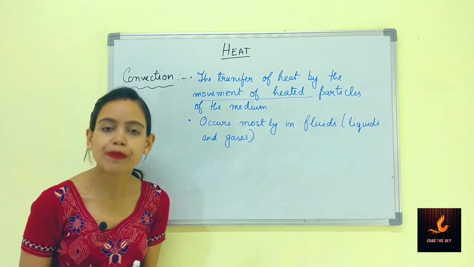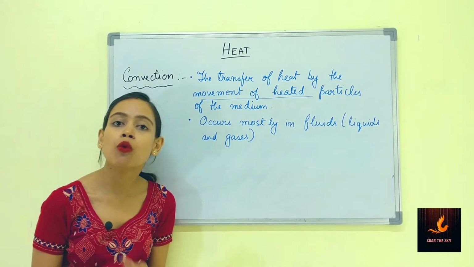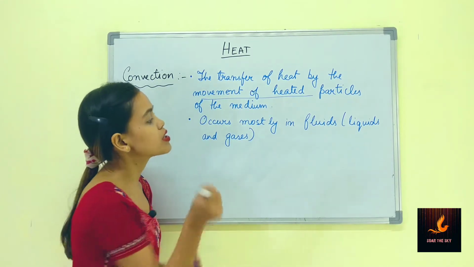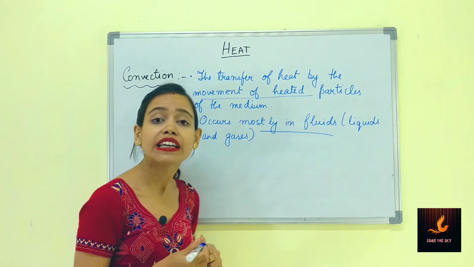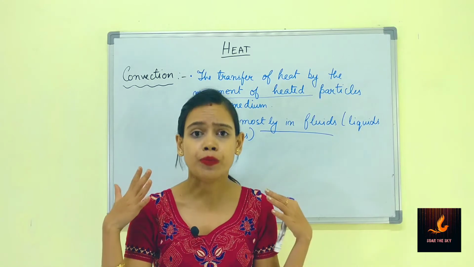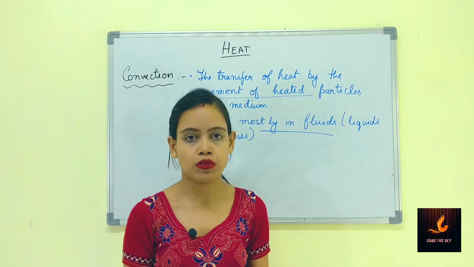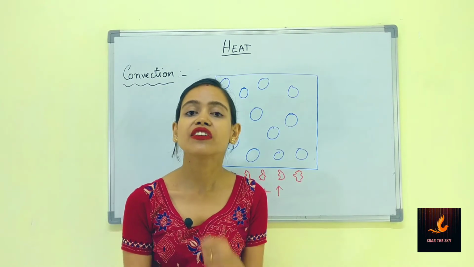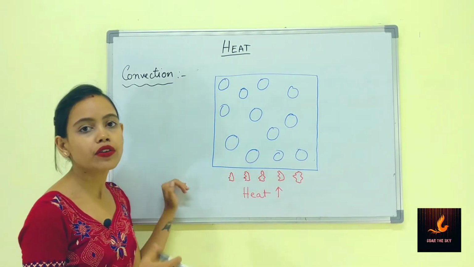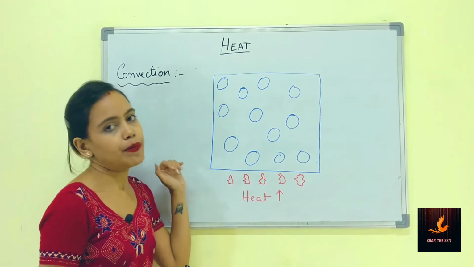As convection depends on the movement of the particles, naturally it will be most in the fluids where the particles move very easily. It occurs mostly in fluids, that is both liquids and gases, where the intermolecular space is huge. The particles, the molecules can easily pass and move around. So how does convection occur actually? Let's find out. Here in this diagram, it is a diagram of any fluid. It can be a liquid or it can be a gas as well.